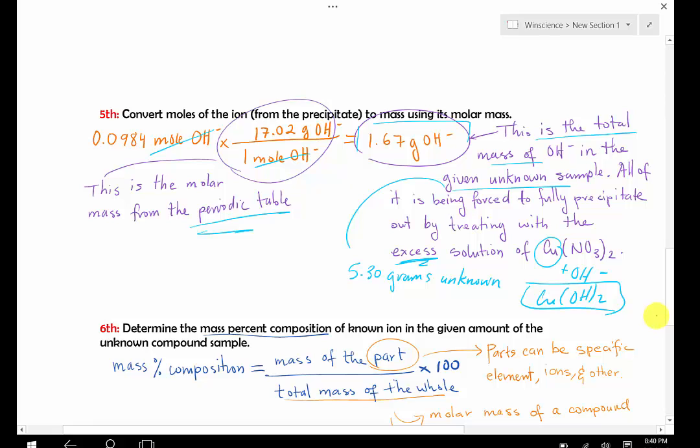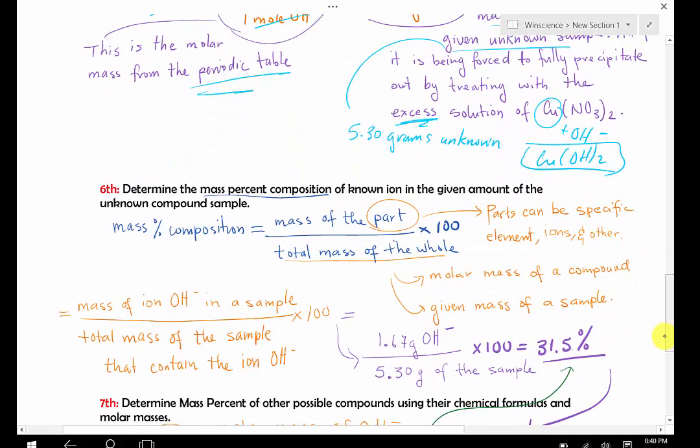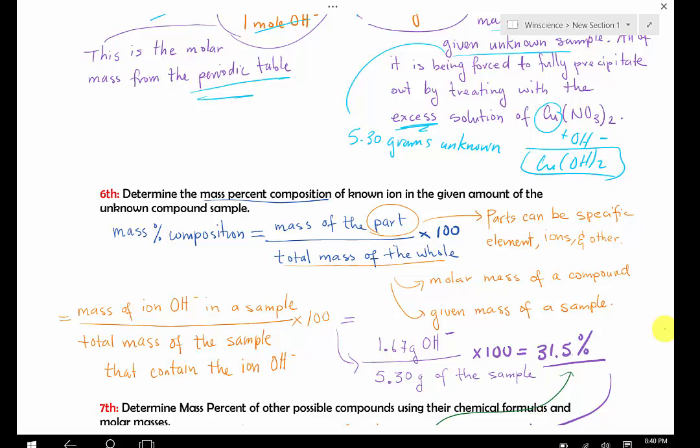So once we have the mass of the ions, what can we do? There's a beautiful concept called mass percent composition. Think of the word composition, right? That is, what is the component in the chemical formula? What is the component that exists to make a complex compound?